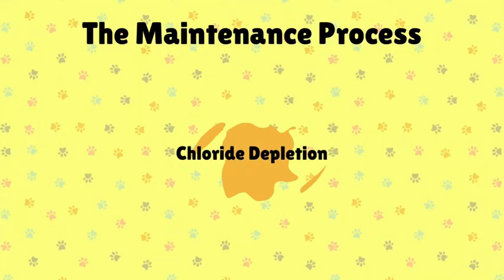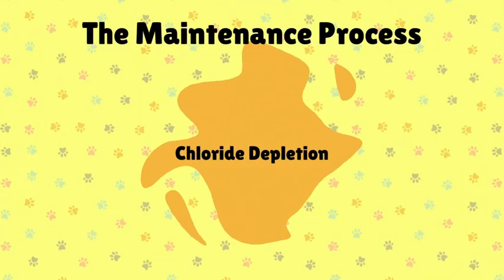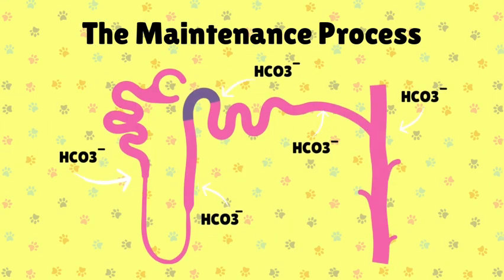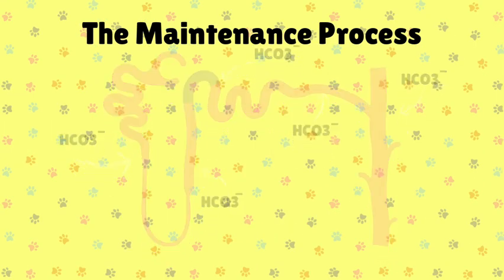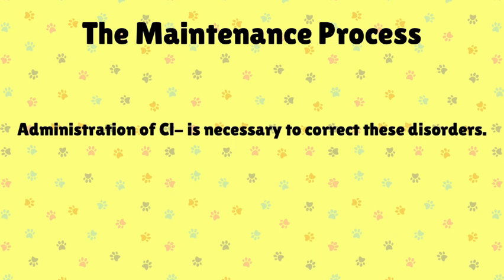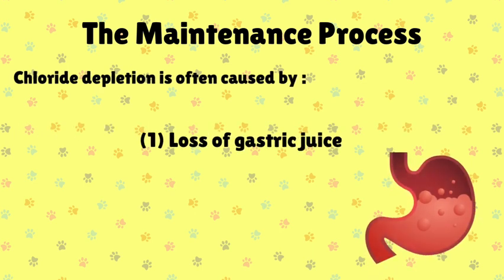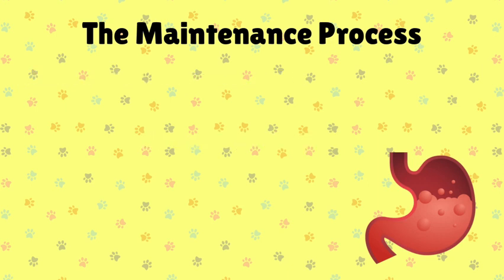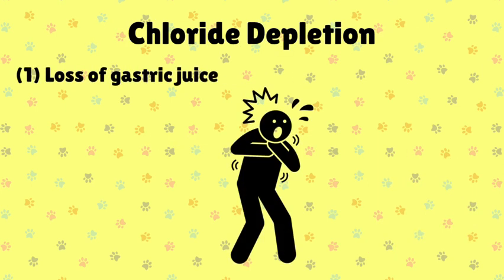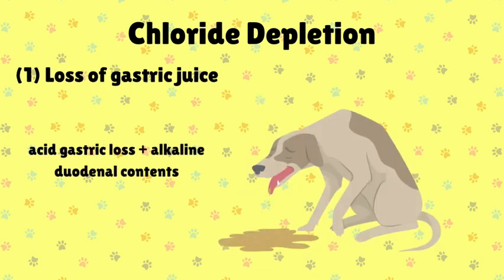Chloride depletion is the most common factor that causes maintenance of the alkalosis. By increasing bicarbonate reabsorption in the renal tubules, administration of chloride is necessary to correct these disorders. Chloride depletion is often caused by loss of gastric juice, which is most marked with vomiting due to obstruction, because the vomitus is acidic gastric juice. Vomiting and other conditions may involve a mixture of acid gastric loss and alkaline duodenal contents, and the acid-base situation that results is more variable.